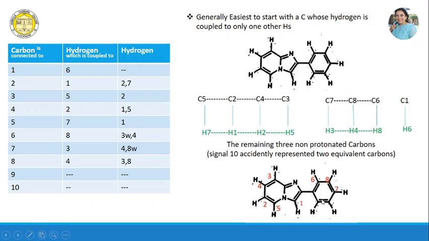As we had already discussed, accidentally signal 10 was for two carbon atoms, and the remaining three are non-protonated carbons. Which ones are those? One is here, one is here and one is here. So signal 10 is for these two, because it will be deshielded as compared to this one. So signal 9 is for this one.